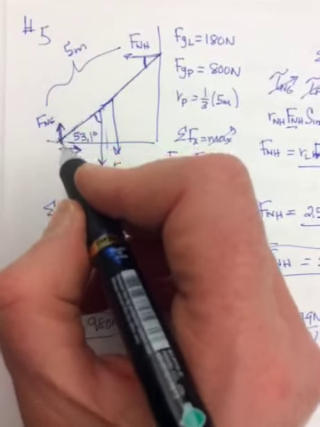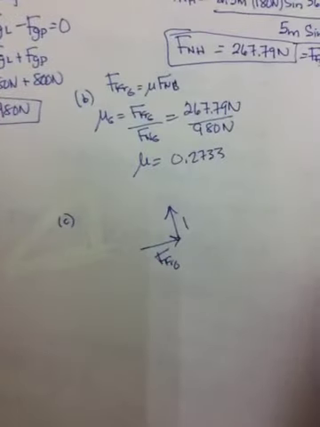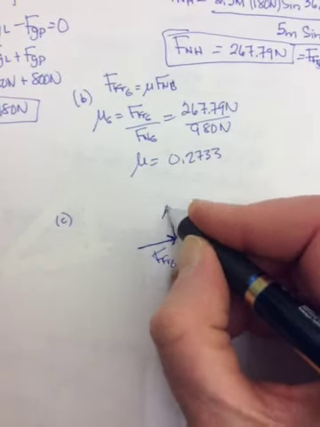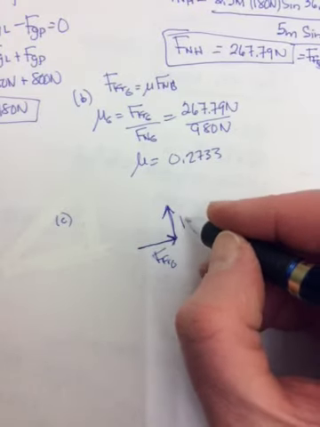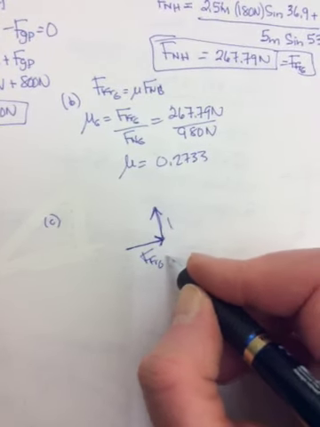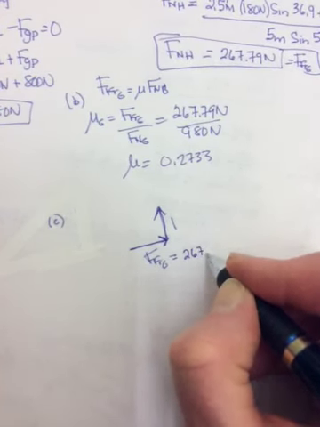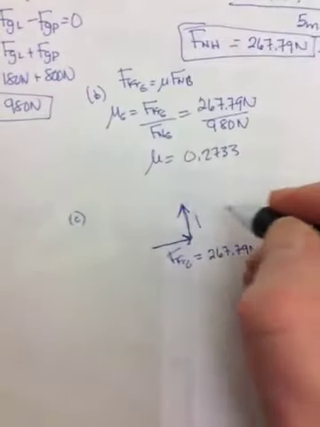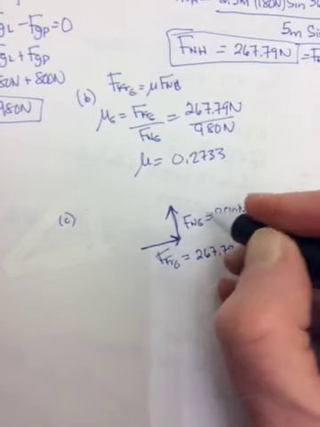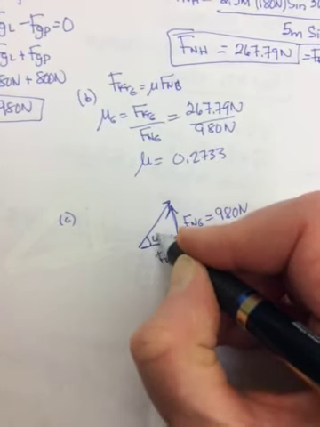The ground pushes with a y force and an x force, or a y component and an x component. And so this question is really just asking you to realize that these two are components of the force that the ground is actually putting on the ladder. So in the x direction, we have the force of friction that you found, 267.79 newtons. And there's the normal force that you also found, 980 newtons. And so this question just wants you to find the resultant, magnitude and direction.